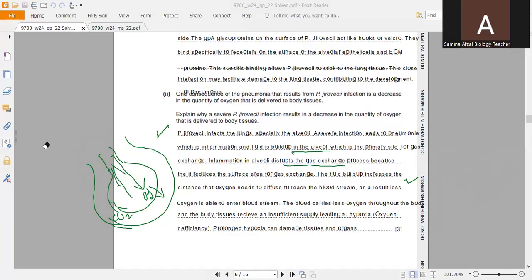So the blood carries less oxygen throughout the body, and the body tissues receive an insufficient supply, leading to hypoxia. Hypoxia is a condition when there is oxygen deficiency. So prolonged hypoxia can damage the tissues and organs.